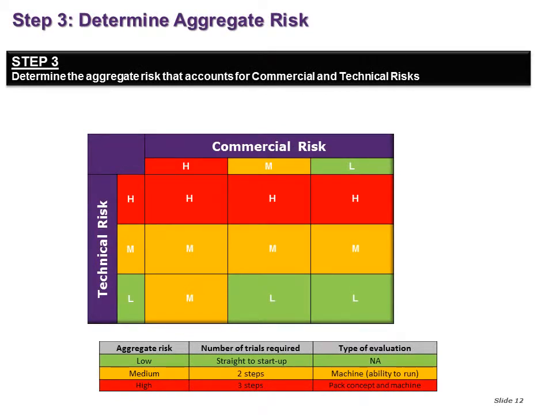Step 3. Aggregate risk. Once your technical risk is defined, you need to combine with the commercial risk to obtain the aggregate risk of the project. Using the matrix available in step 3, the aggregate risk will be the box where the net technical risk and the commercial risk meet. The aggregate risk is the final risk of the project and the one to be used to determine your testing protocol.